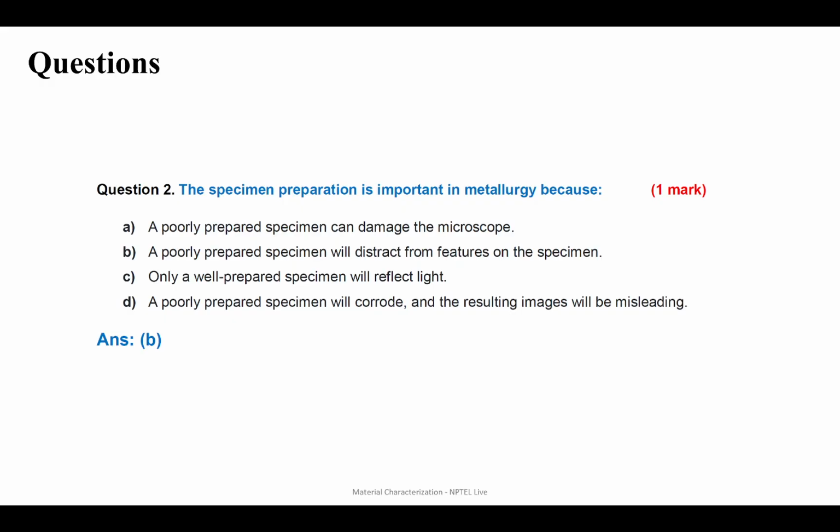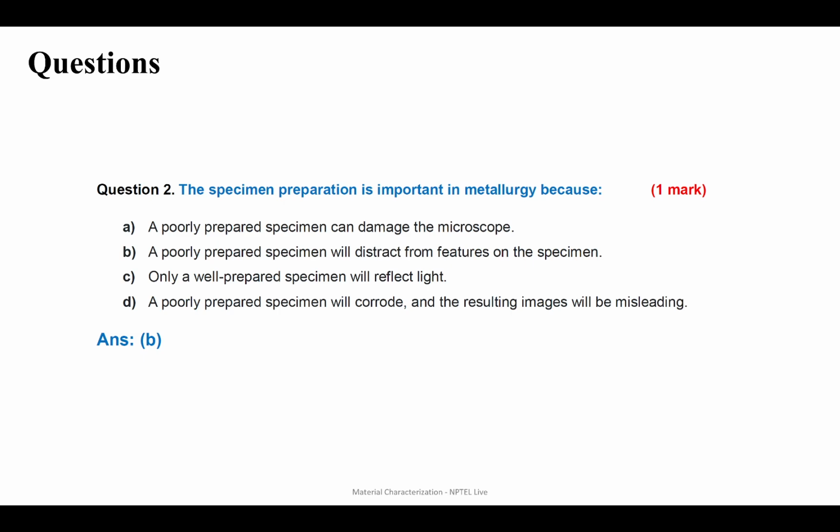The correct answer is B. A poorly prepared specimen will distract from features on the specimen. It's not necessary that a poorly prepared specimen will damage the microscope. If you are careful during imaging, you can image a poor specimen also, and any specimen will reflect light. Light reflection has nothing to do with good preparation. That is a microscope property.